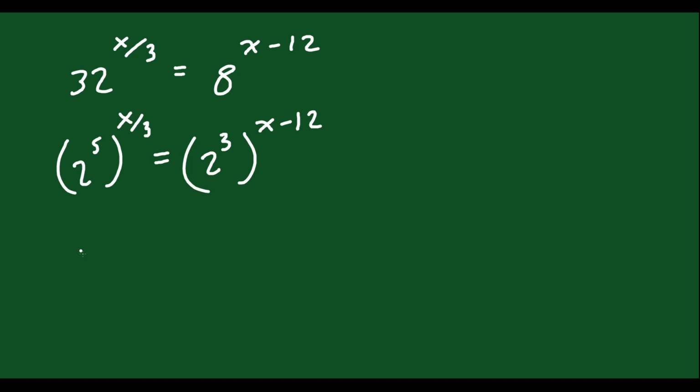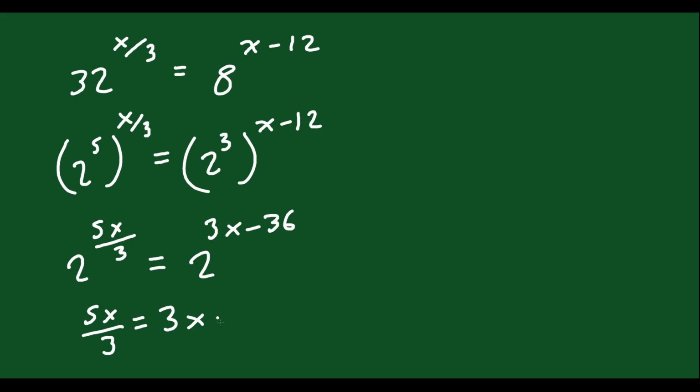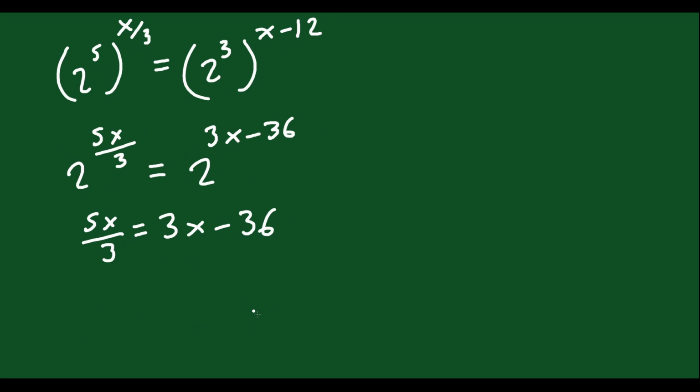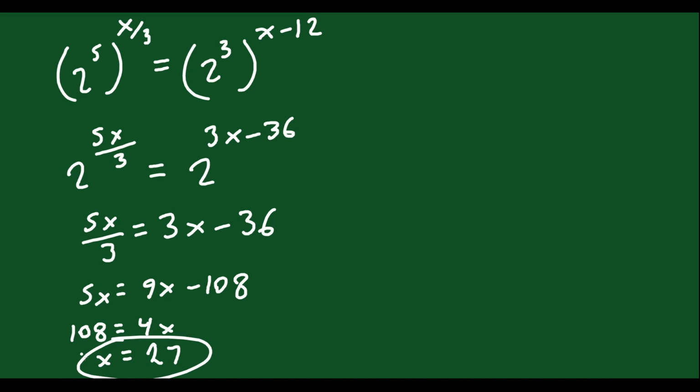Now you can rewrite these as 2 to the exponent 5x over 3 equals 2 to the exponent 3x minus 36. Just multiply those, and therefore 5x over 3 is equal to 3x minus 36. So from here, we're just going to solve for x, multiply everything by 3, 5x equals 9x minus 108. Move the 108 over there, move the 5x over here. 108 equals 9x minus 5x, which is 4x. Divide both sides by 4. X is equal to 27. That's your final answer.